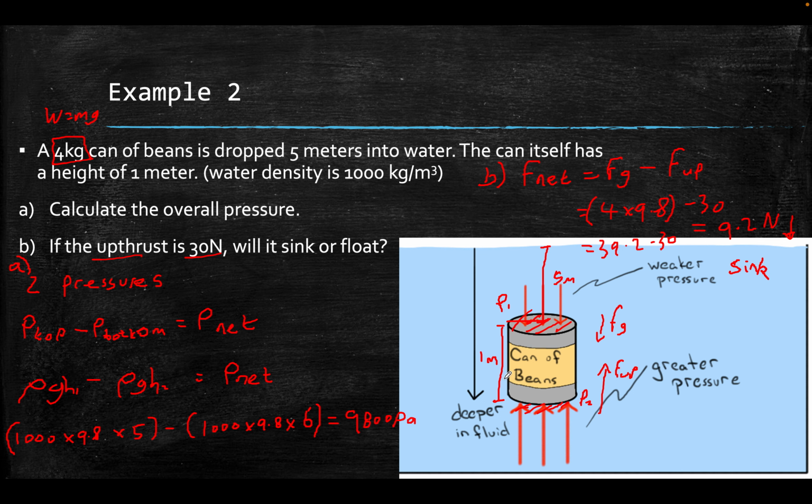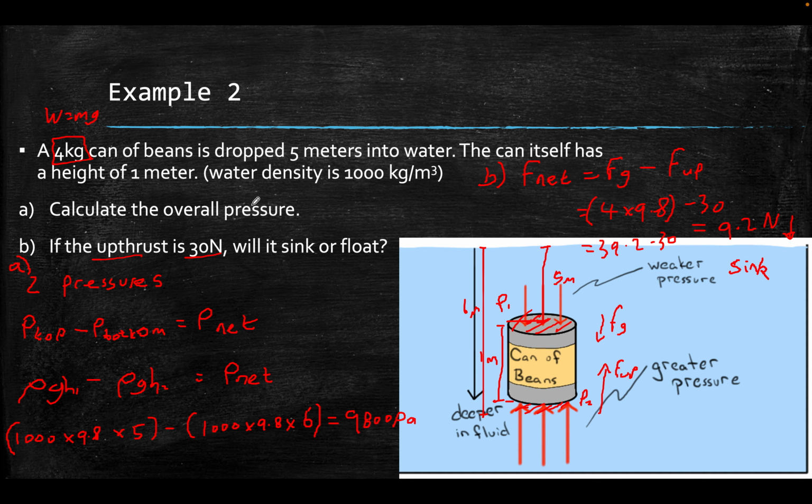Why would it be 6? Because the can itself is 1 meter. So at the bottom it is in total 6 meters. From here to here we will call it 6 meters. That's why we have 6. Subtracting the two values, you'll get 9,800 pascals. So there still is a pressure, more pressure on the top, which helps us understand the second part.